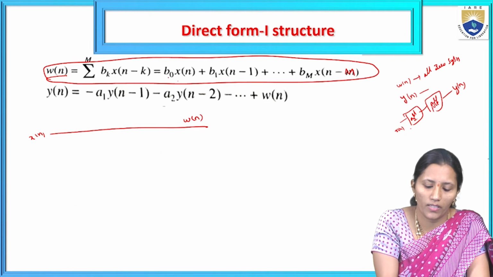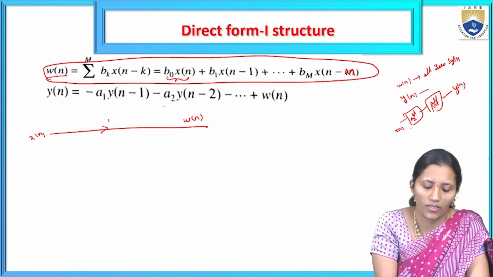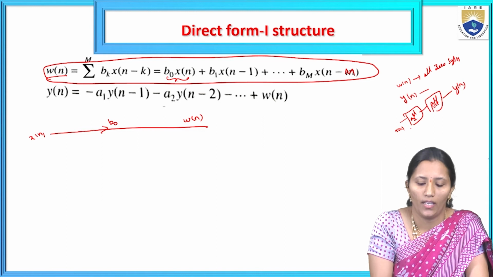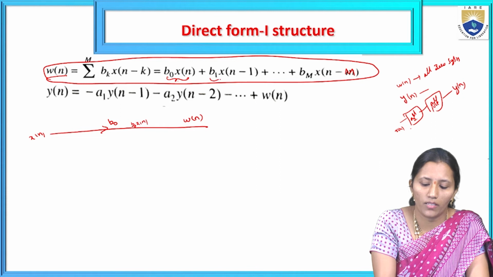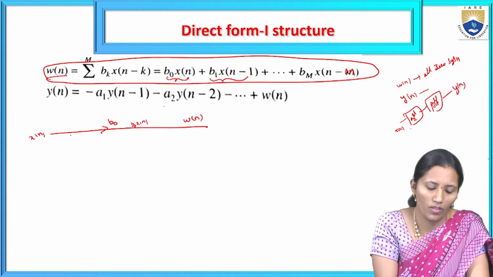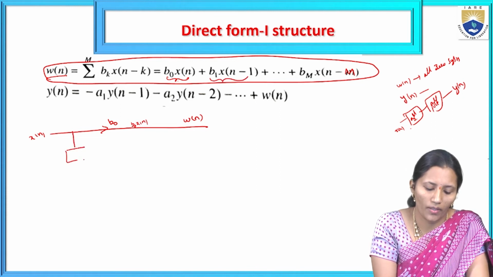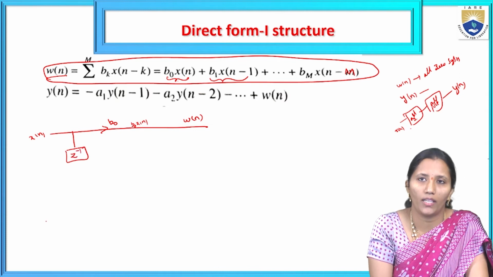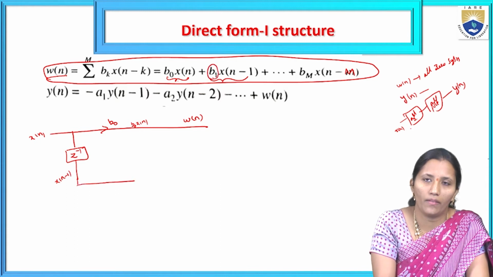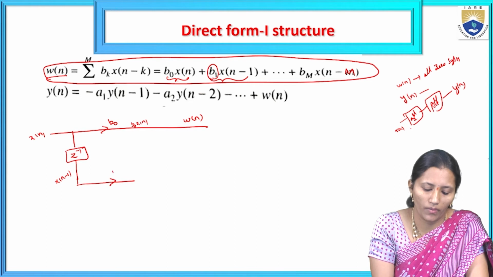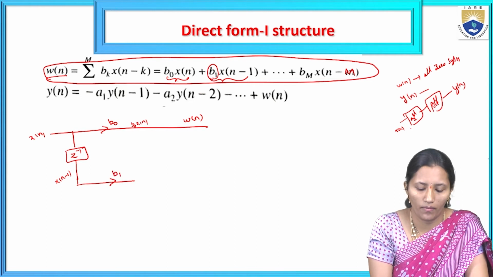So x of n, the first term is b0 x of n. First it is multiplied by b0, and we are going to get the term b0 x of n. The second term is b1 x of n minus 1. To get x of n minus 1, I am giving x of n to the one delay element. Here I am going to get x of n minus 1, and the scalar multiplier, the coefficient for that one, is b1. So it is multiplied by b1, and here I am going to get b1 x of n minus 1.